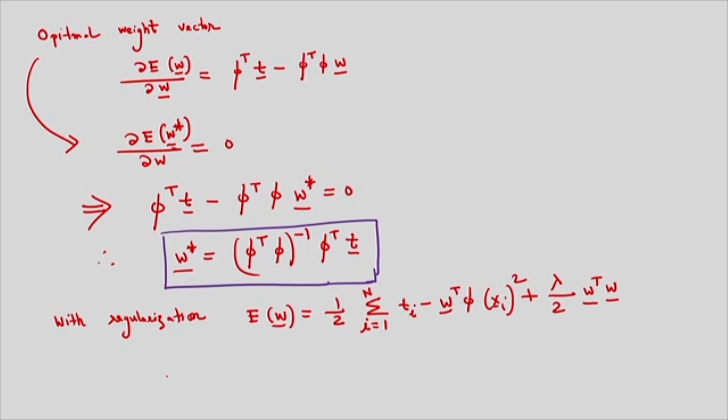So corresponding to this, the optimal weight vector can be determined. So (phi transpose phi plus lambda I, where I is the identity matrix) to the power minus 1, phi transpose t, can be determined like this. So this expression I can determine.